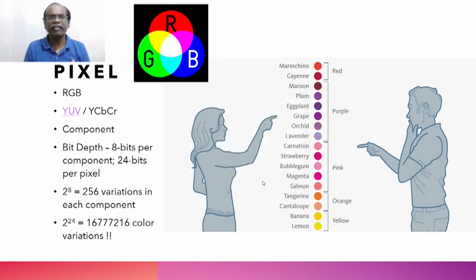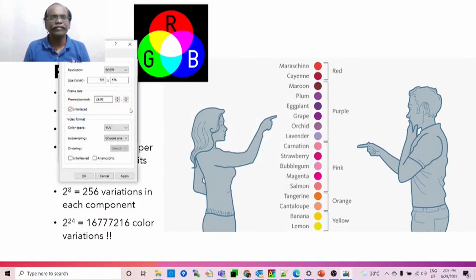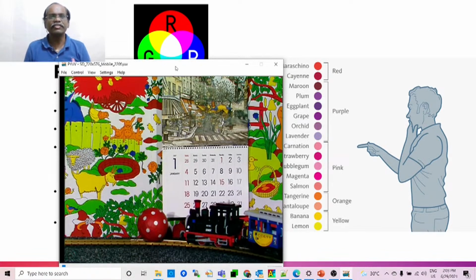Let me take the same video. This video is in YUV format. It is 720x576, which is called standard definition. SD means standard definition. 720x576 is the width and height, at 25 frames per second. And this is a YUV format video. I'll tell you about this a little later.